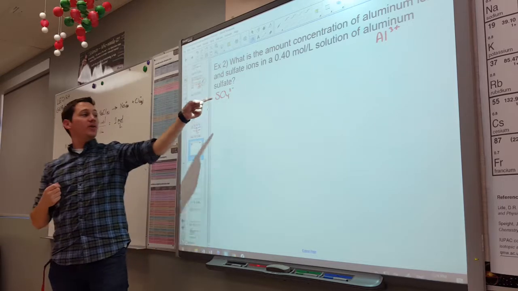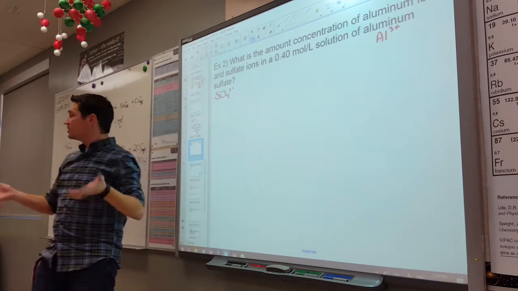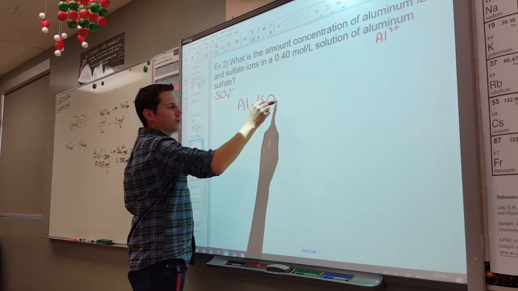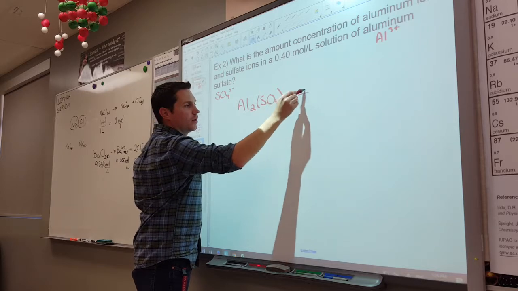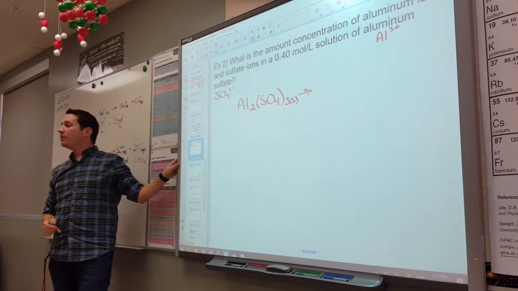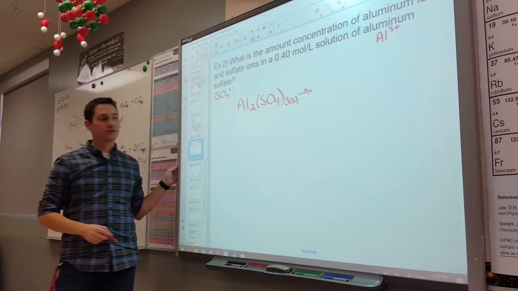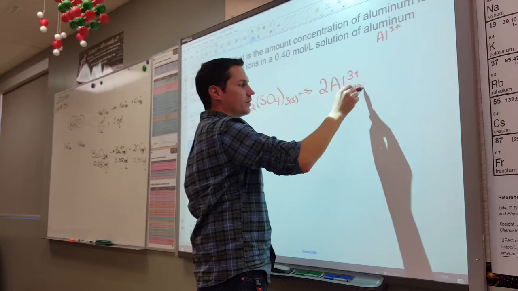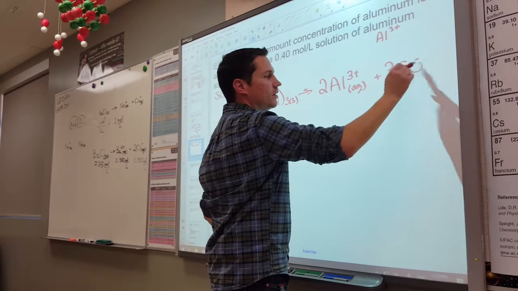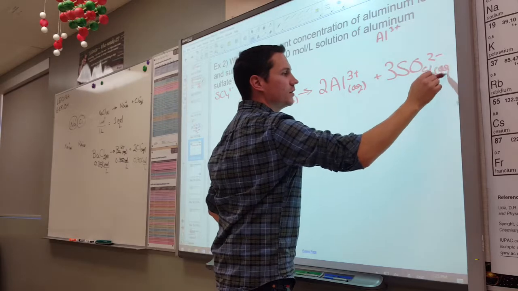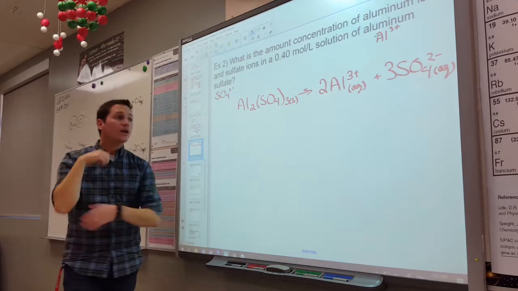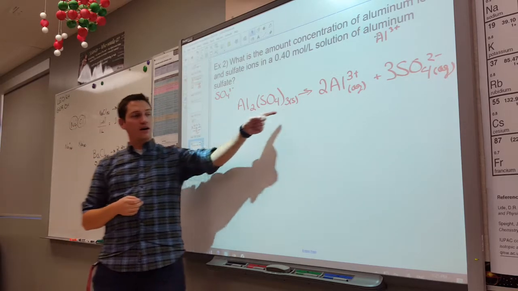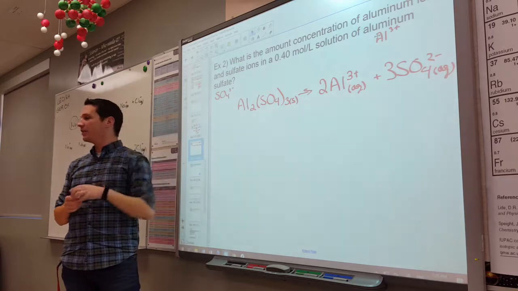So we've got Al3+ and we've got sulfate. How can I combine these things to make a neutral compound? When this thing dissolves, how many aluminums and how many sulfates are we going to get? 2 aluminum ions and 3 sulfate ions. So far, is everybody okay with this?